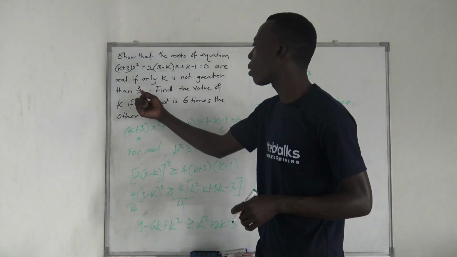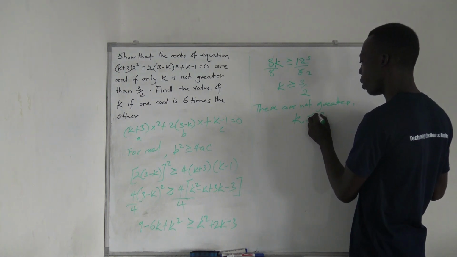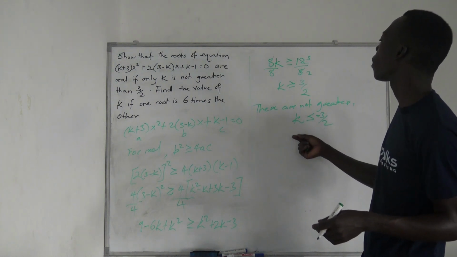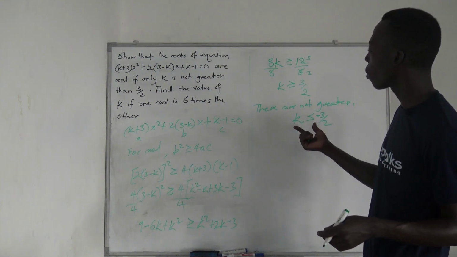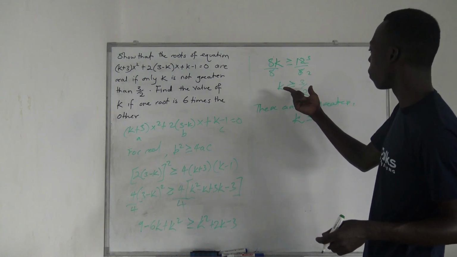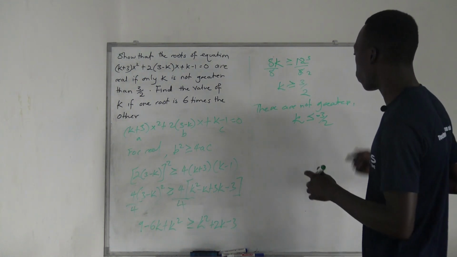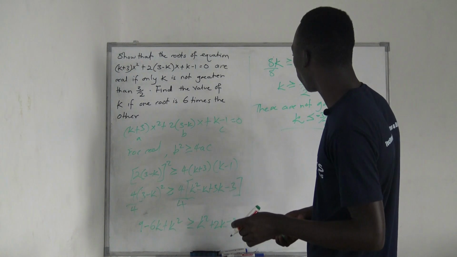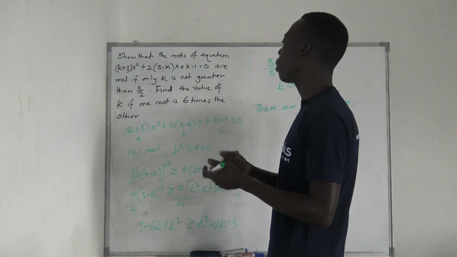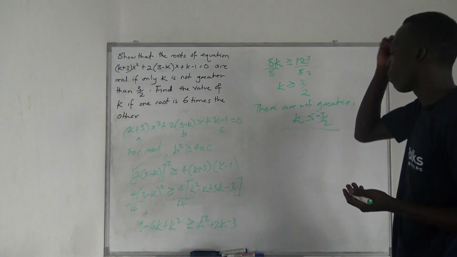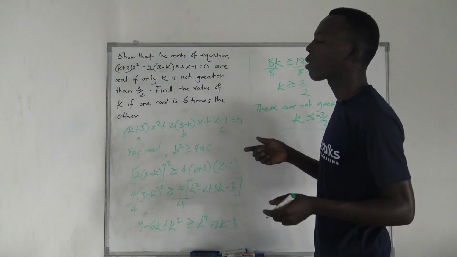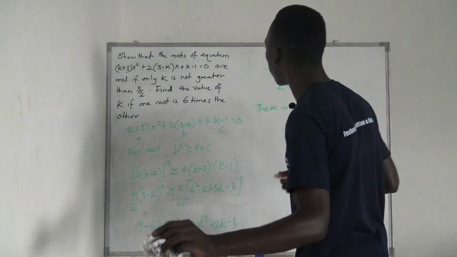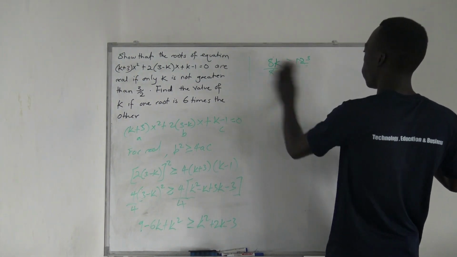So not greater, that means this one must be negative. So everything which is less than this, that means it's greater than this. So which is greater than this is less than this. So that's what they wanted us to show. Also the question was continuing: find the value of k if one root is 6 times the other. So after showing this, we are going to the next step of the question.